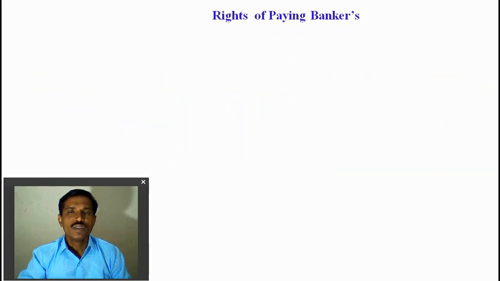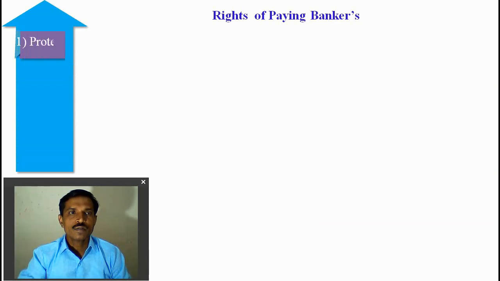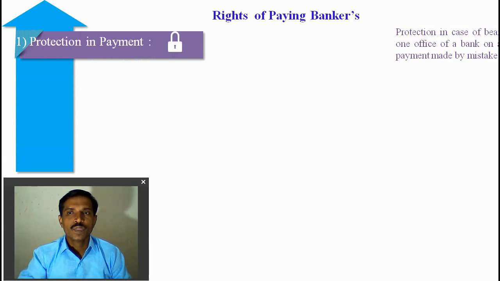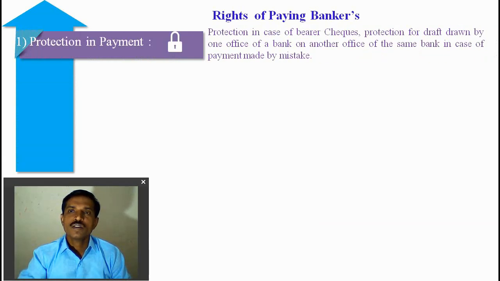So we have seen the meaning and definition. Here we see the rights of the paying banker. What are the rights of the paying banker? The first is protection in payment: protection in the case of bearer checks, protection for drafts drawn by one office of a bank on another office of the same bank, and in the case of payment made by mistake. Whenever there is a transaction between two branches of the same bank, the bank has the right to correct its mistakes. So there is protection in payment. It is the right of the paying banker.